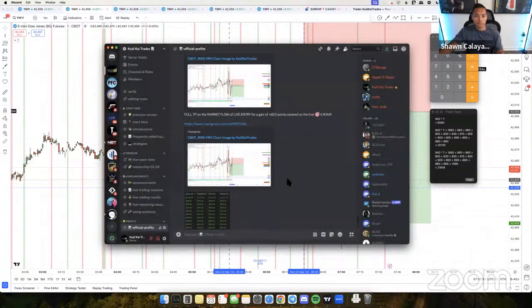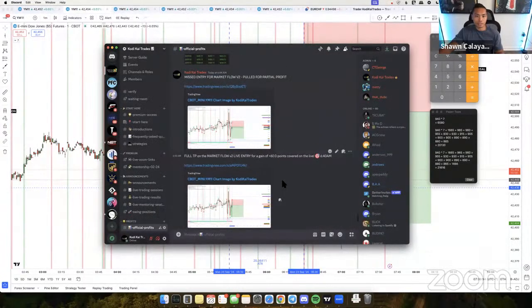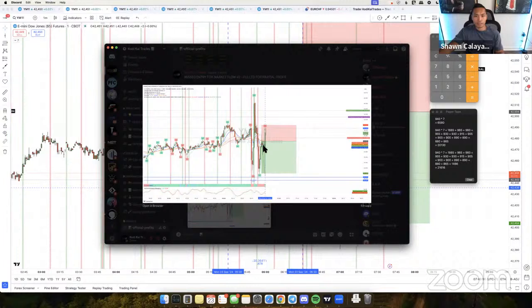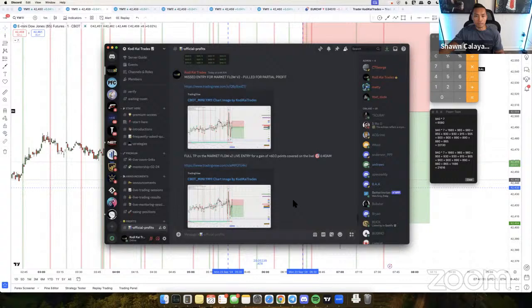And then the second trade I took here was, this was my mistake. I wasn't paying attention to the chart. It was a market flow V2 for 60 points. I got in at a bad entry, so I ended up just closing it early because I didn't want to risk it. I got out for a very small partial profit. But if you held on to it, it hit full TP right there for the market flow.